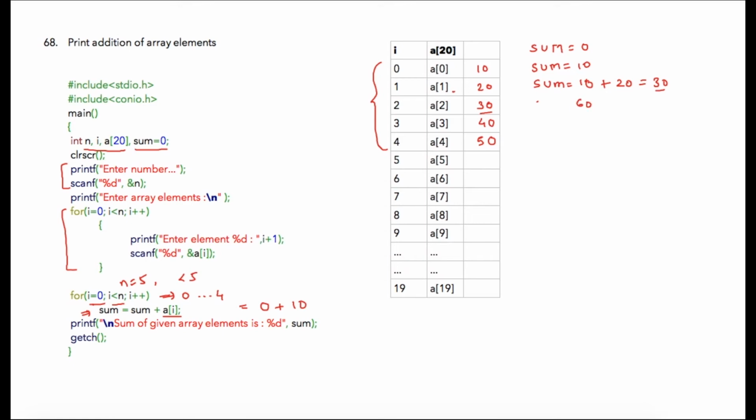And then in the next iteration, 60 and 40 will be added. So sum will become 100. And in the final iteration, the current value of sum, that is 100, will be added with the next array element. And finally, sum will become 150.